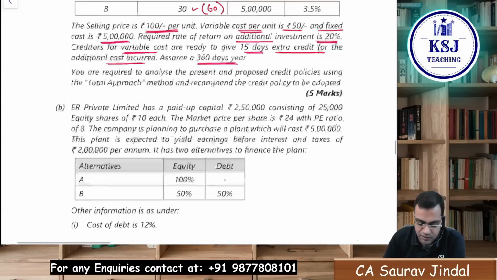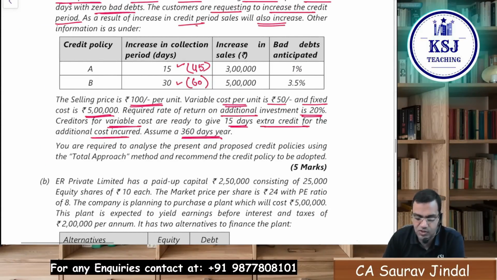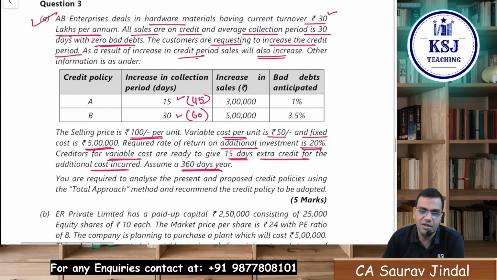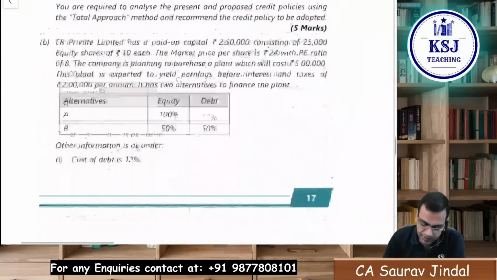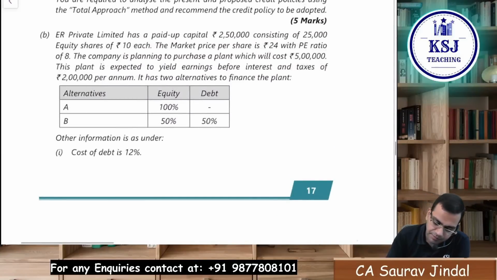Rest of the question was easy. Rest of the question was not difficult. Simple question on debtors. Let's come to the B part.